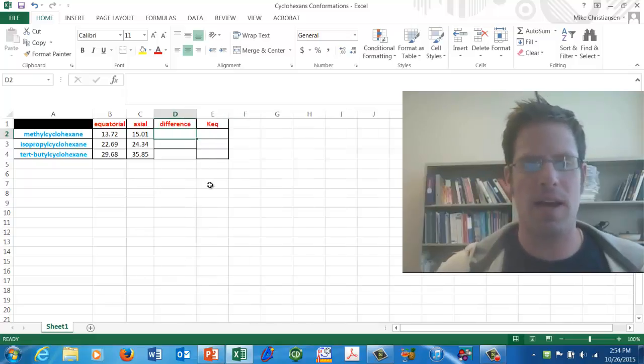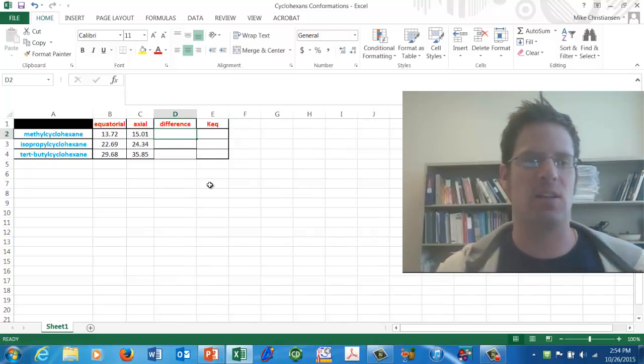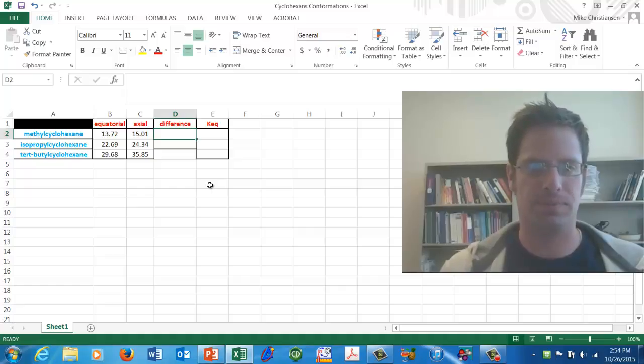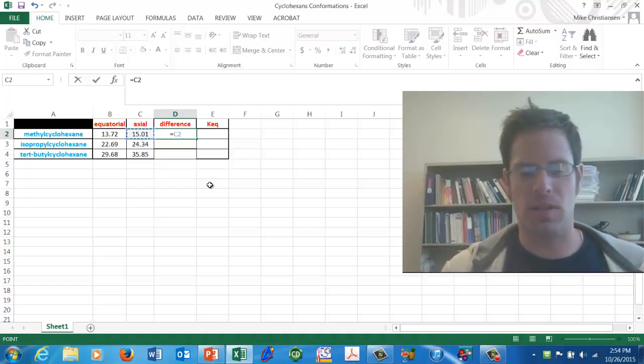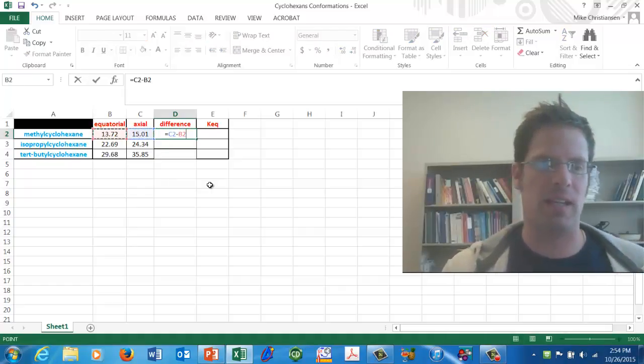We're going to go ahead and take the difference between the axial and the equatorial energy values by typing equals, setting it equal to this cell, and then subtracting the other cell. We'll go ahead and copy this down.